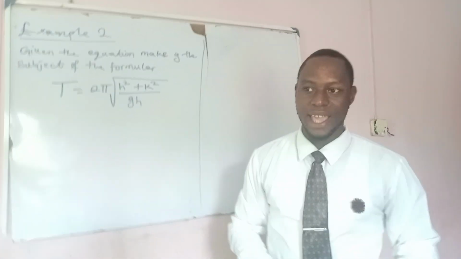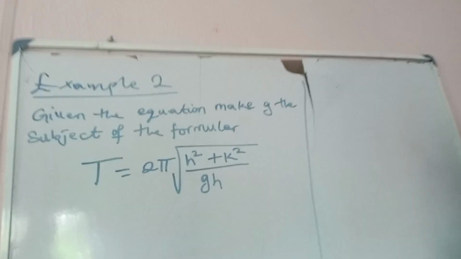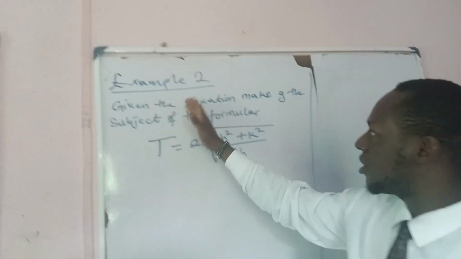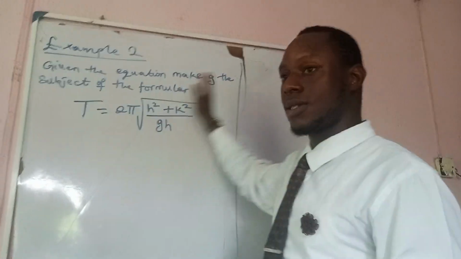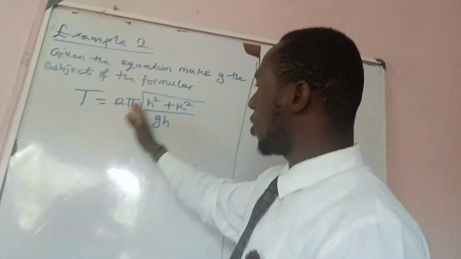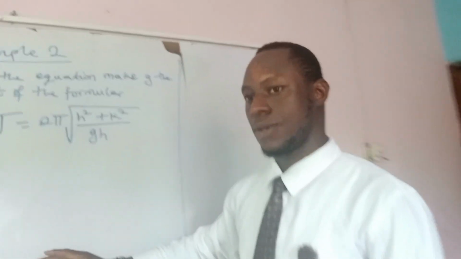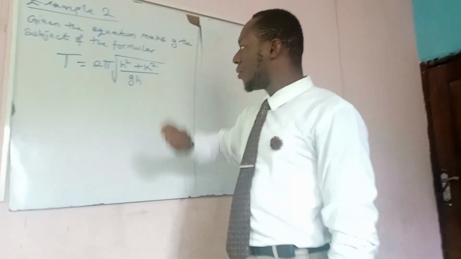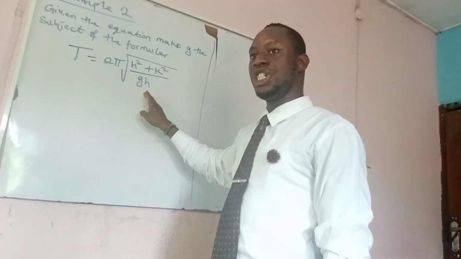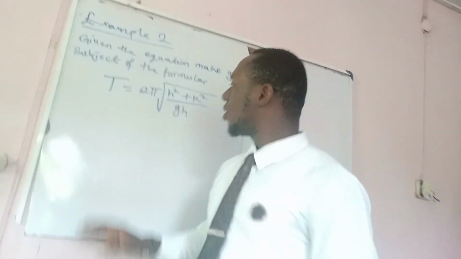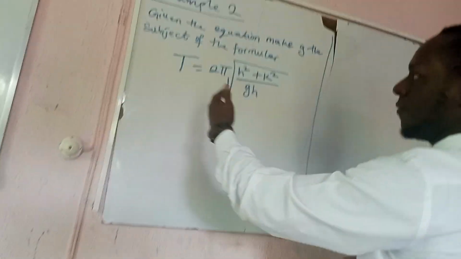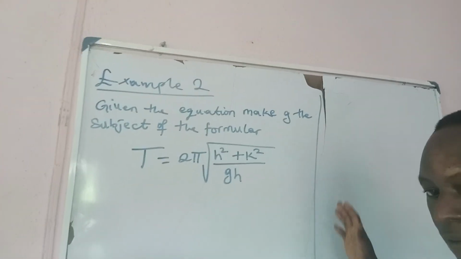Alright, we are starting with example 2 and we are still on change of subject formula. Example 2 says, given the equation, make G the subject of the formula. Now, look at the equation. The equation is T equals 2 pi square root of h squared plus k squared all over GH. If you are looking at the equation, it's divided into two parts. We have the right hand side and the left hand side.